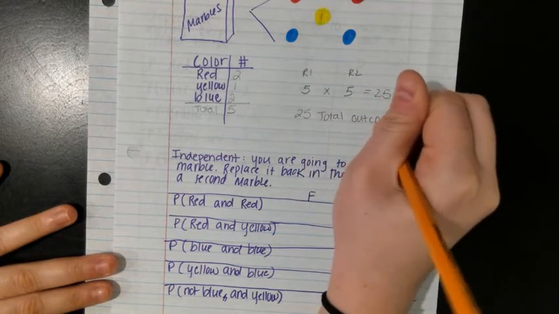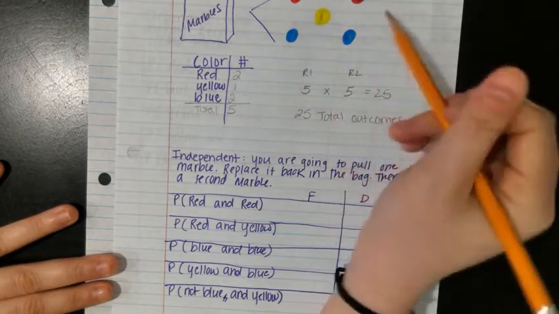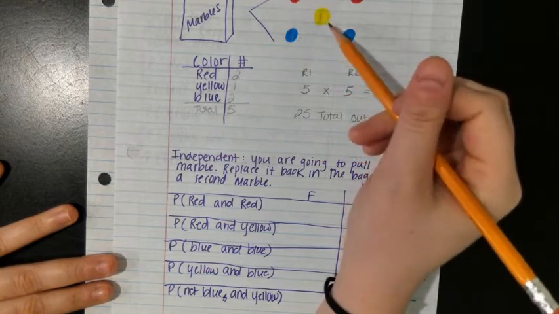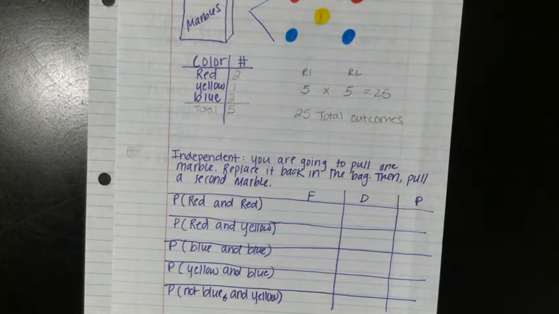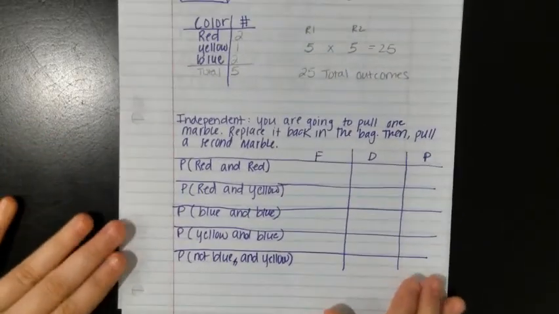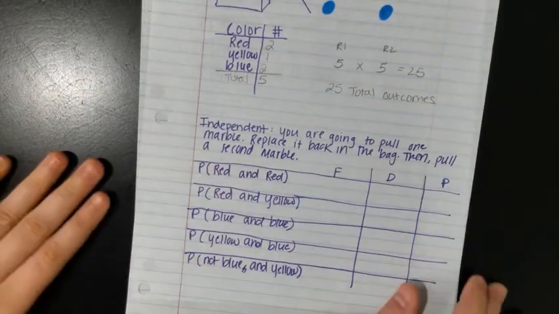Now some of those could be red on the first round, yellow on the second; red on the first round, red on the second; yellow on the first round, blue on the second; yellow first, then red. There are 25 different kinds of outcomes, but we're just going to find the probability of some of those options. So here we go. What's the probability that it comes out to be red and red?